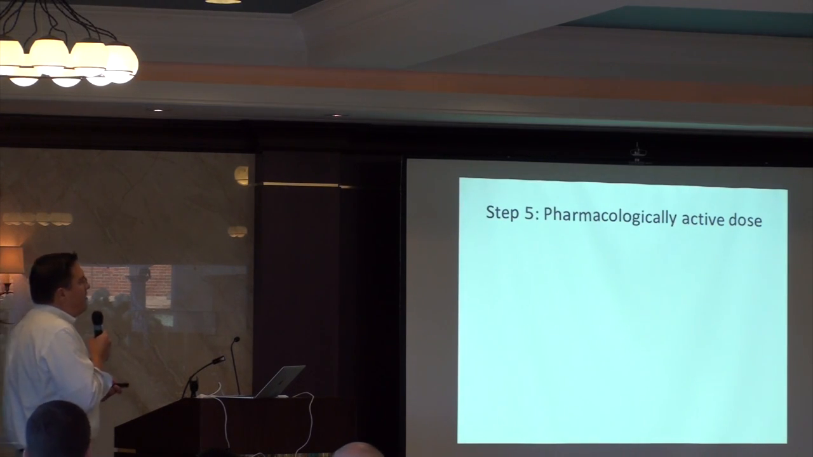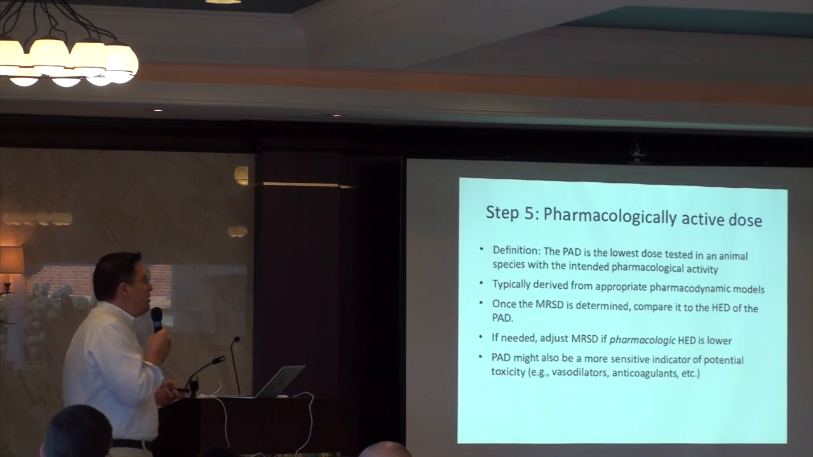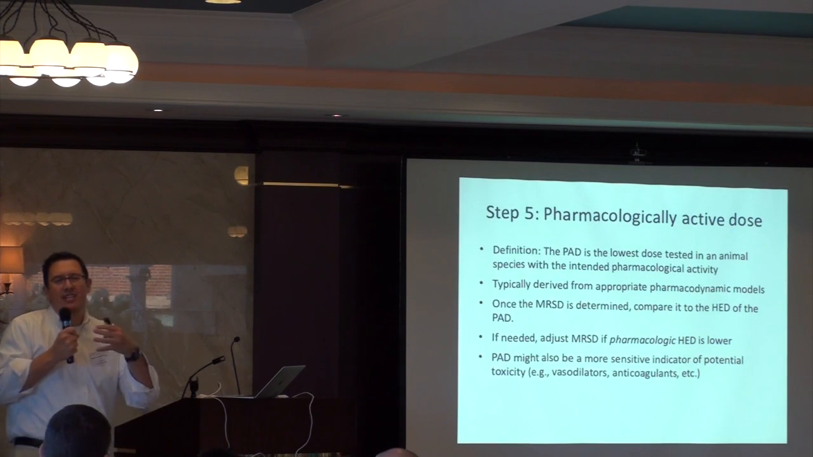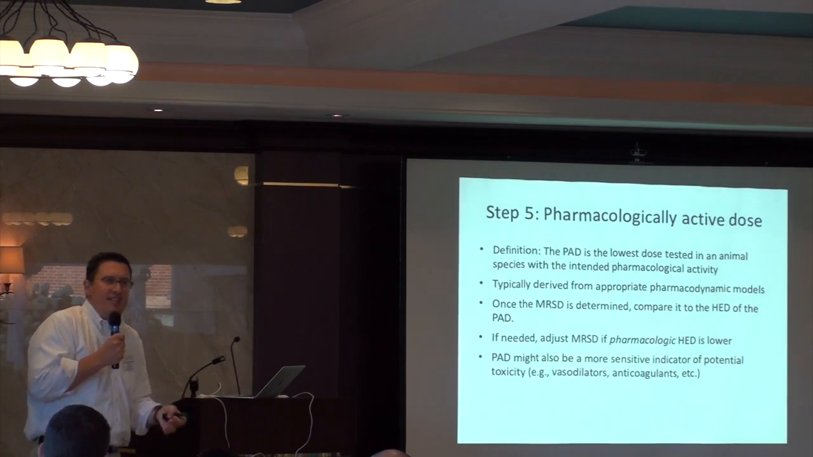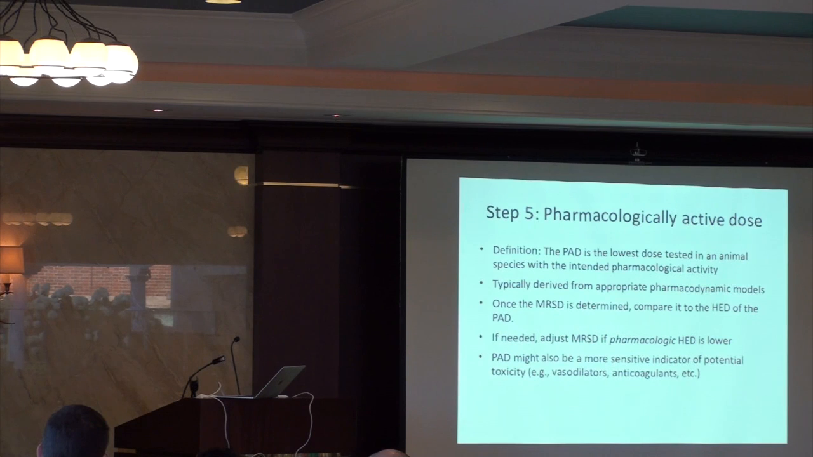Step 5 is a pharmacologically active dose. So if there's a dose that you already know is pharmacologically active and that is lower than your human equivalent dose, then you might go for this pharmacologically active dose.